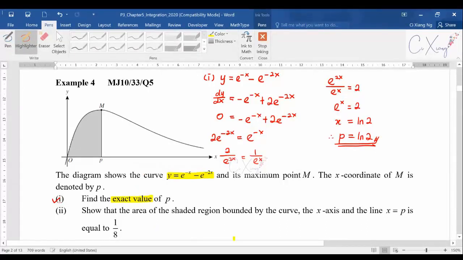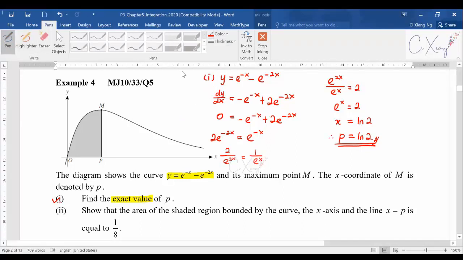So they don't want any decimal number or long decimal number. They want you to keep it in exact value. Okay, so this is how we solve the first part. This is differentiation, something that you learned in the previous chapter.